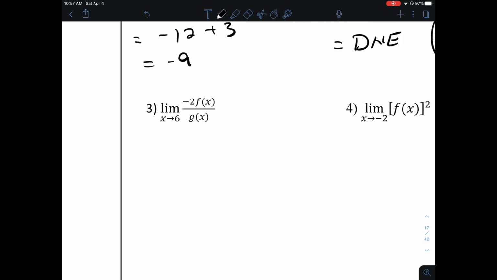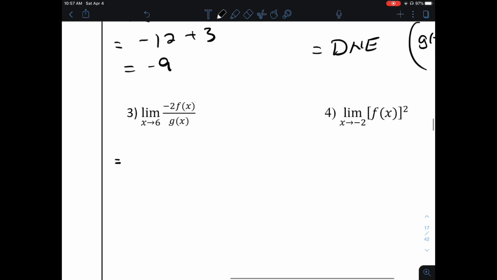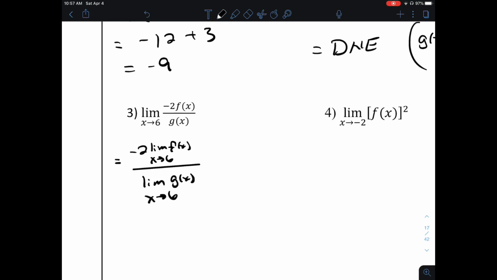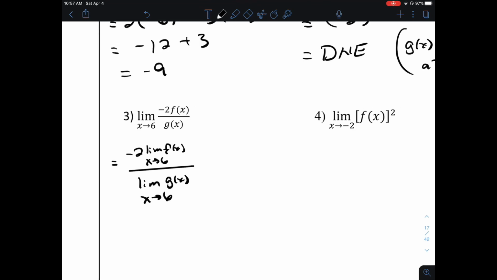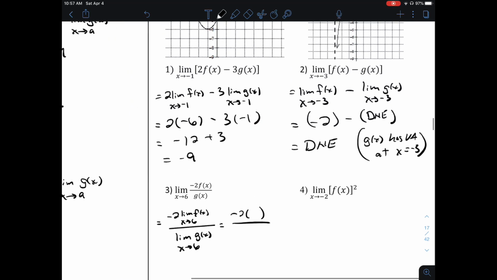Number three, we could rewrite as -2 times the limit of f of x as x approaches 6 over the limit of g of x as x approaches 6. So this is going to be equal to -2 times the limit over some limit.